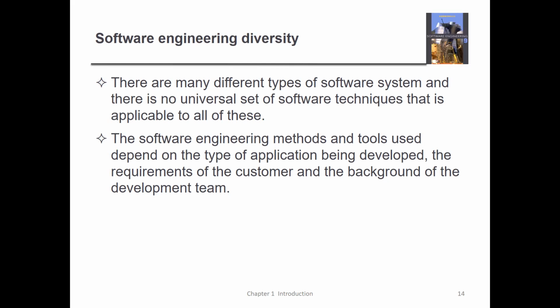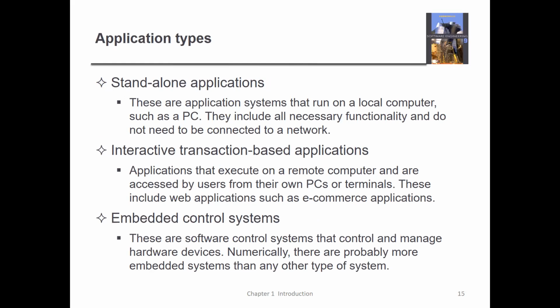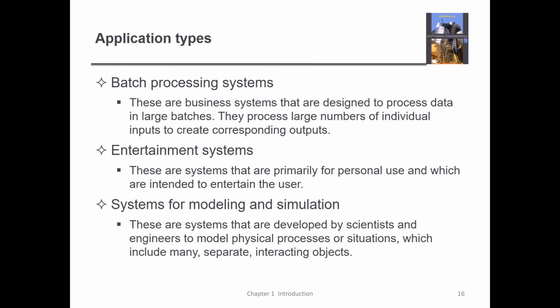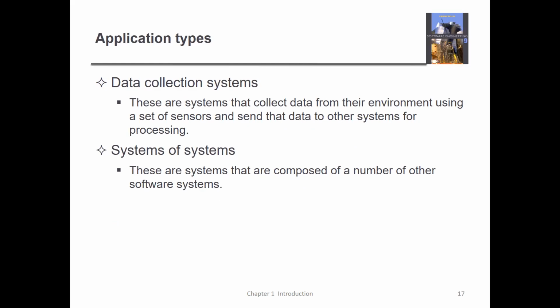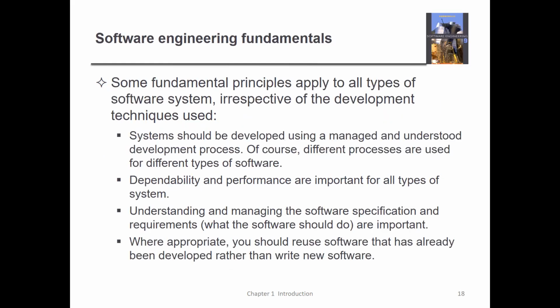Then we talked about how software engineering is a diverse field, and the applications we should check. There are a few application types in software engineering. One is the standalone application. The other is the interactive transaction-based application. Then we have embedded control systems, batch processing systems, entertainment systems, and systems for modeling and simulation. Lastly, we have data collection systems as well as systems of systems. Those are a few application types.